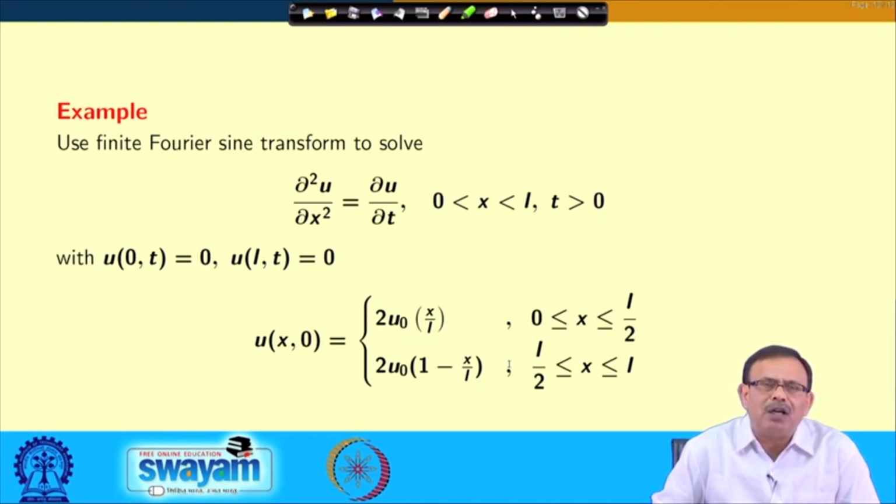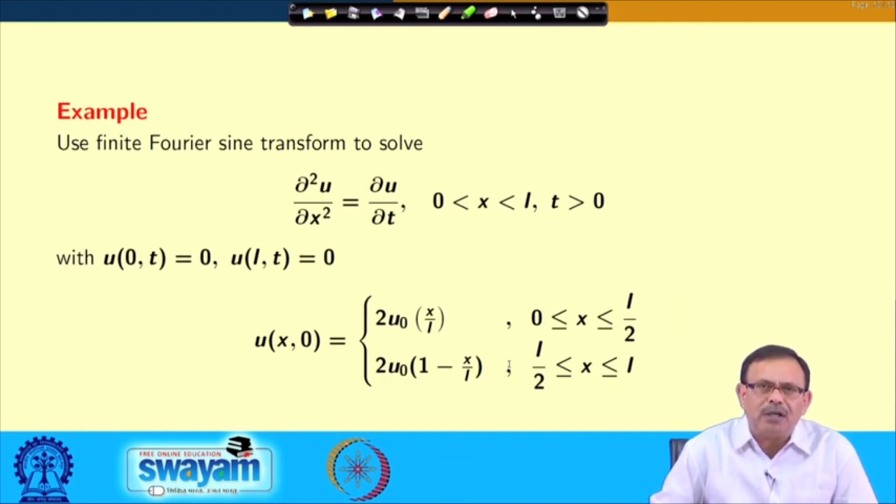The given problem is to be solved using the finite Fourier sine transform. We have to solve ∂²u/∂x² = ∂u/∂t, where x lies between 0 and L and t is greater than 0. It is given that u(0,t) = 0, u(L,t) = 0, and u(x,0) = 2u₀x/L when x lies between 0 and L/2, and 2u₀(1 − x/L) when x lies between L/2 and L.